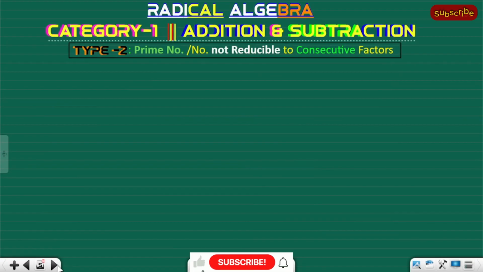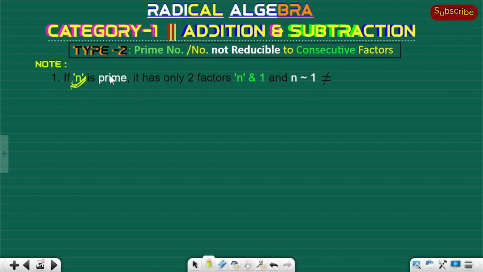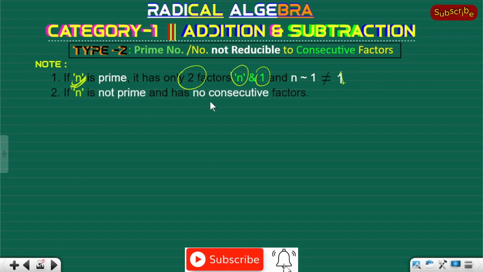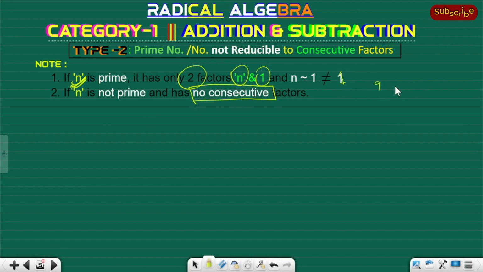Let's go to type 2. Prime number not reducible to consecutive factors. If any given n is a prime, then it would have only 2 factors: the number itself, n, and 1. And their difference cannot be 1. And if n is not a prime and has no consecutive factor, like 9, we don't have consecutive factors, right? These two are the same numbers, they are not consecutive.